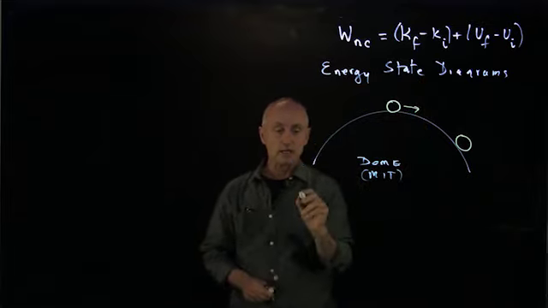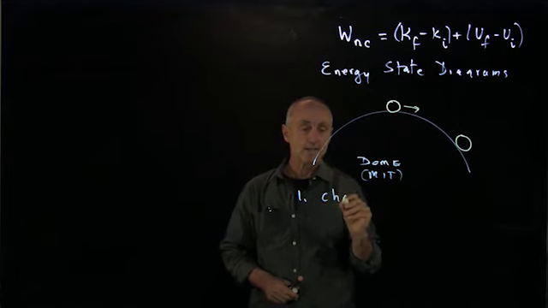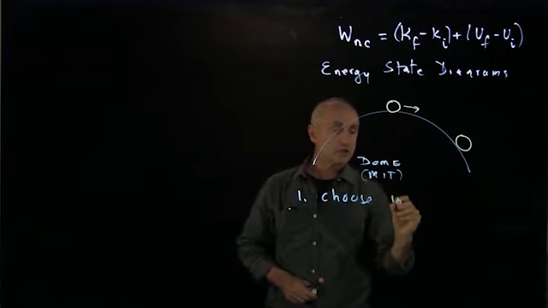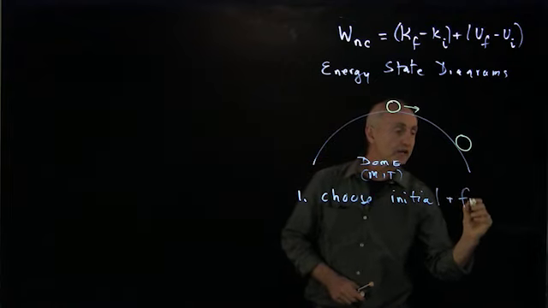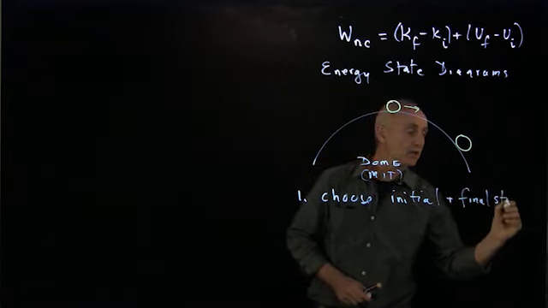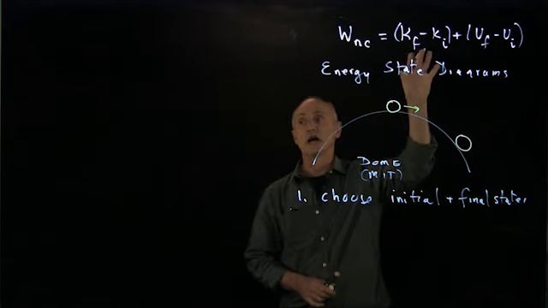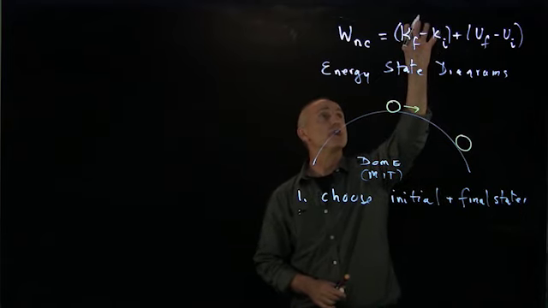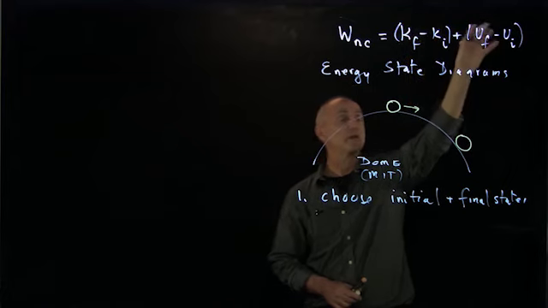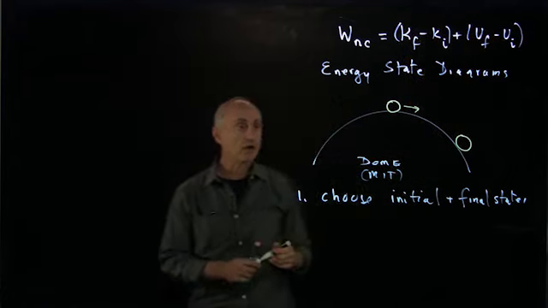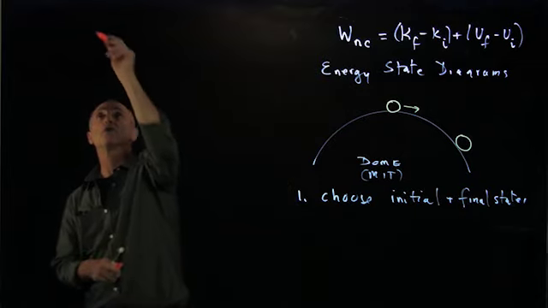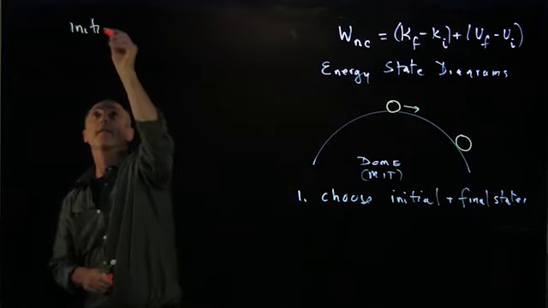And the way we do it is that we choose first initial and final states that we're considering. Because our first idea in the energy diagram is to compare the change in kinetic energy and change of potential energy between the initial and the final states. So in our dome problem, we would choose our initial state.